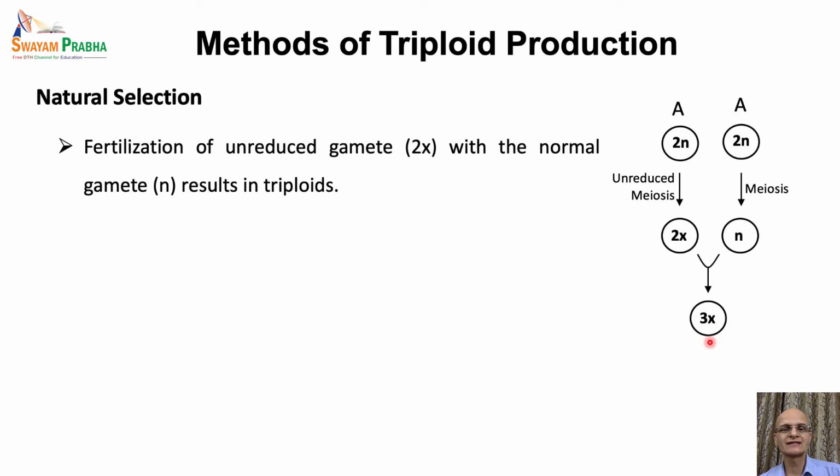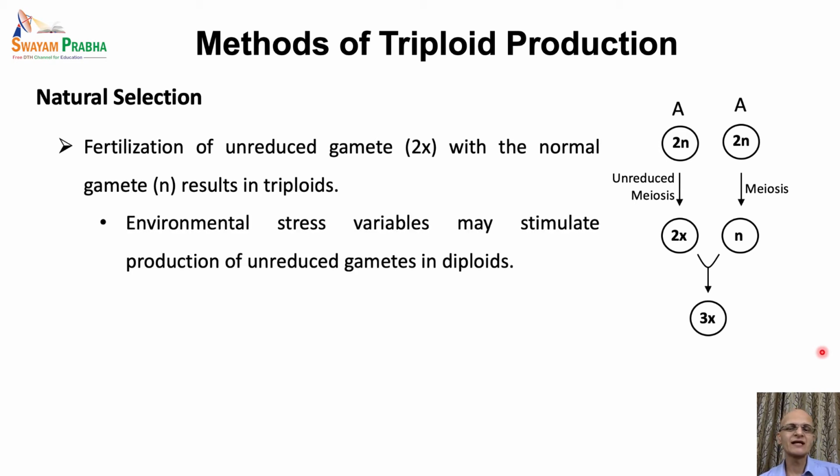Now the question is, what are these circumstances that lead to the formation of these unreduced gametes? Usually environmental stress conditions such as wounding, frost, cold, drought stress, nutrient shortage, etc. may stimulate the production of unreduced gametes. In fact, stress has been a driving force behind the expansion of polyploid plants among the angiosperms, among the land plants.